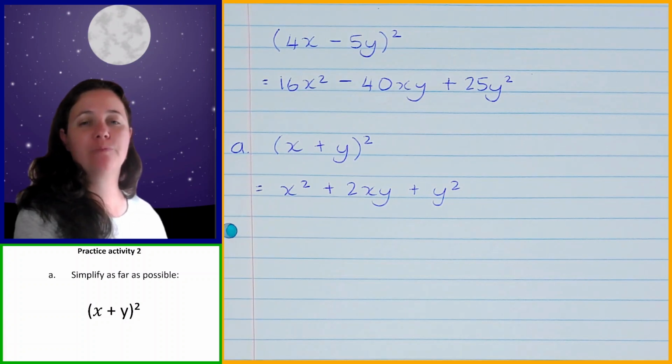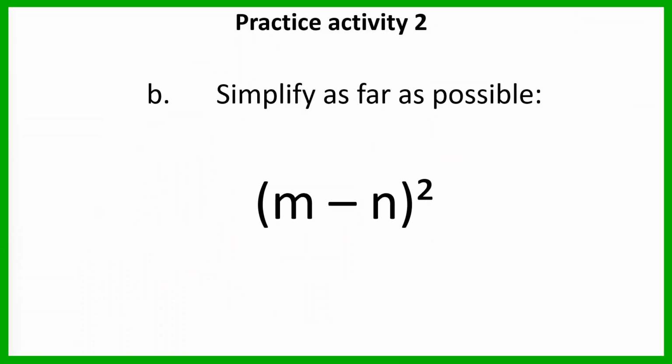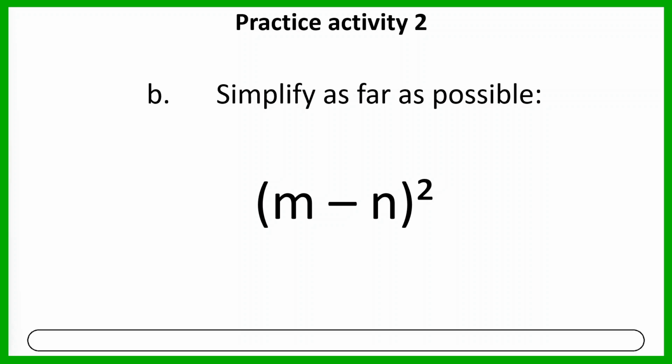Now we're going to go on to question B. In question B, you've got m minus n in brackets squared. I'm going to give you 30 seconds for this one as well.